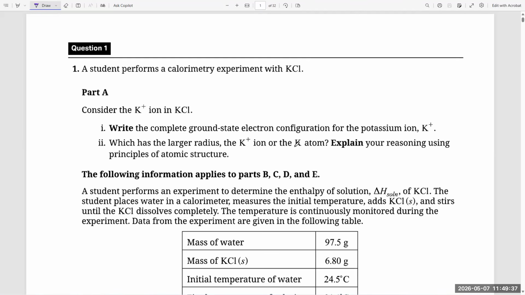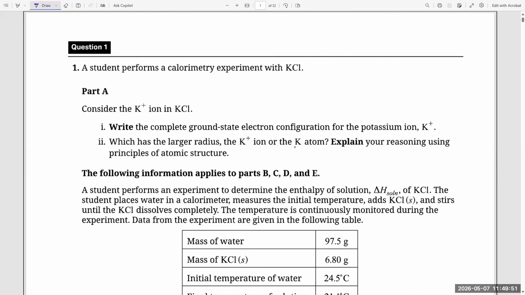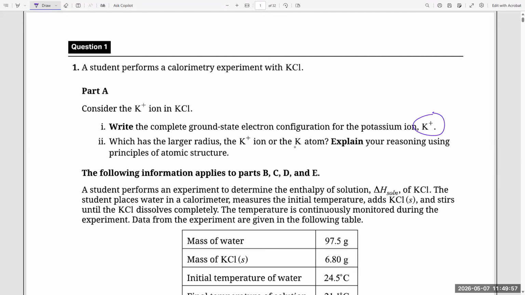Question number one on the 2026 AP Chemistry FRQ. A student performs a calorimetry experiment with KCl. Part A, consider the K plus ion in KCl. Write the complete ground state electron configuration for the potassium ion. So that's kind of important, right? So I underlined that. So let's go in and do that.